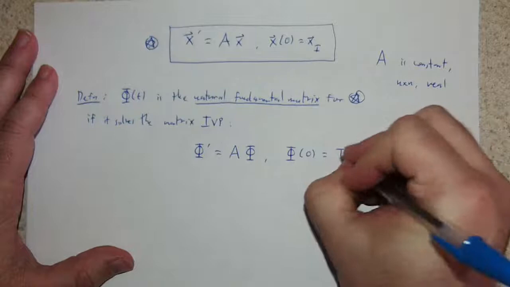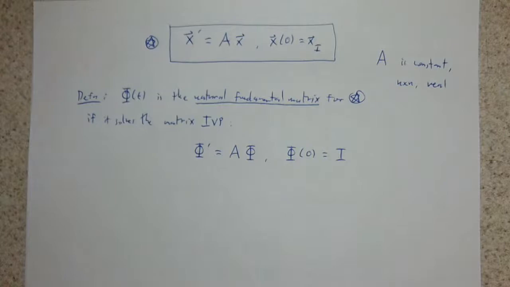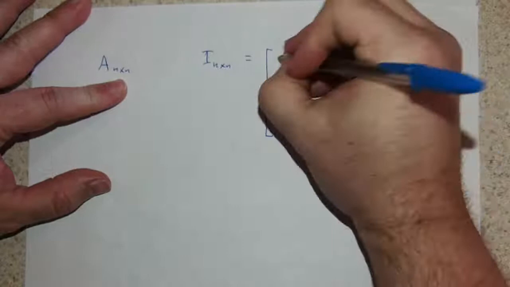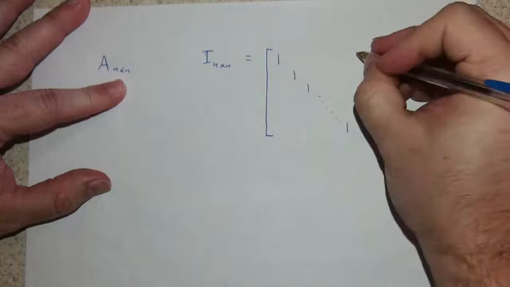Let's do a quick aside here, since I don't think I've actually defined the identity matrix. If A is just some n by n matrix, the n by n identity matrix is defined to be the matrix that has ones on its main diagonal and zeros everywhere else.